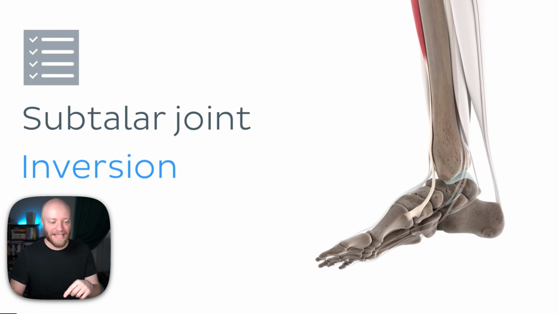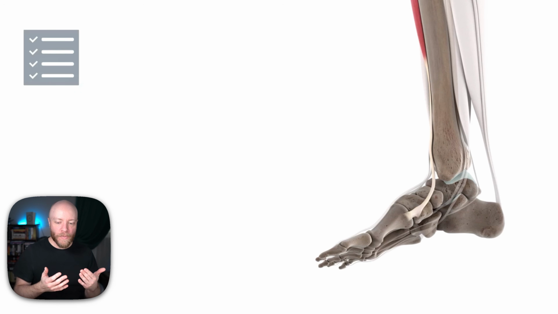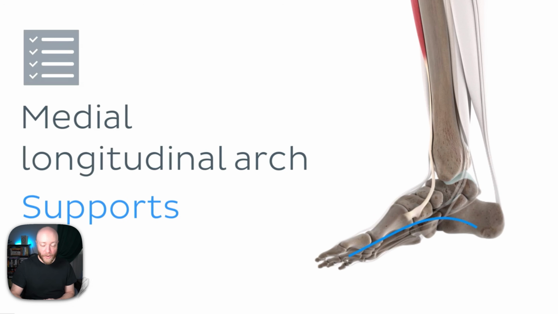But that is not it. There is another function to the tibialis anterior. But this one is not really an action at a joint as much as it is supporting. It's supporting what is called the medial longitudinal arch. And you can see that here in this blue line. So there are different archways in the foot. You have a lateral and a medial longitudinal arch, and then you also have a transverse arch.